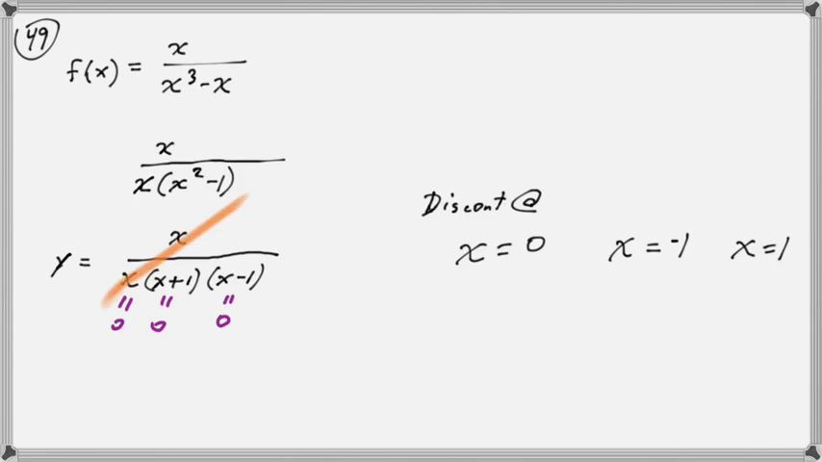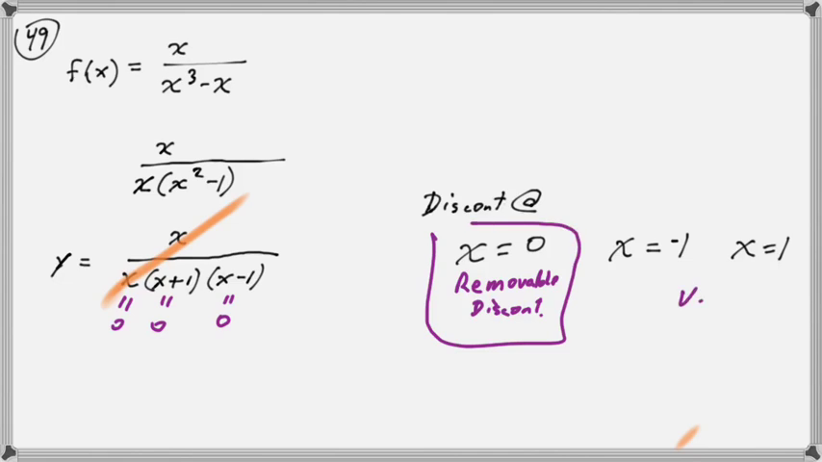One of them is removed. That would be the 0, and that makes that the removable discontinuity. The ones that do not remove are vertical asymptotes. If they make the denominator 0 and do not cancel, they are vertical asymptotes. If they cancel, they're removable discontinuities, also known as holes.